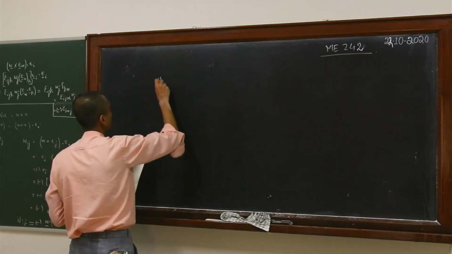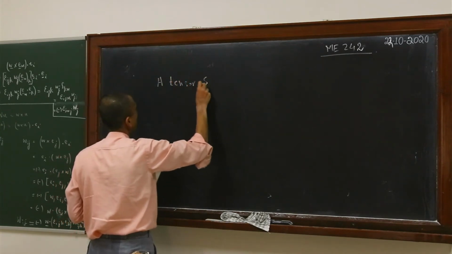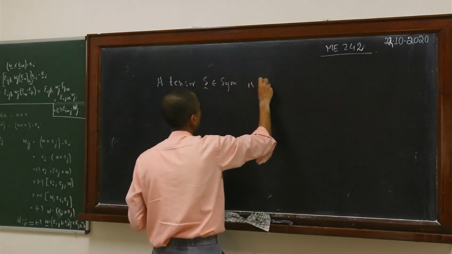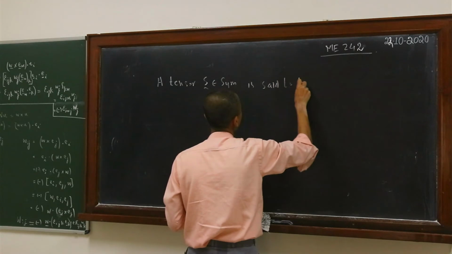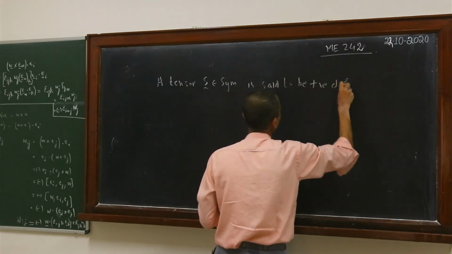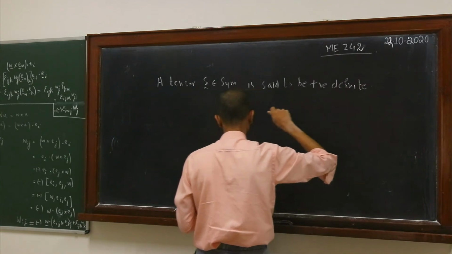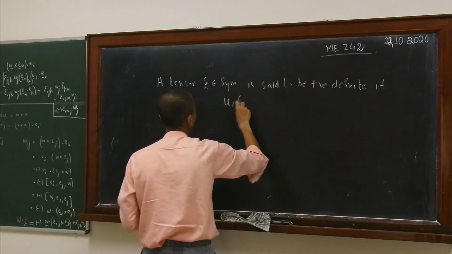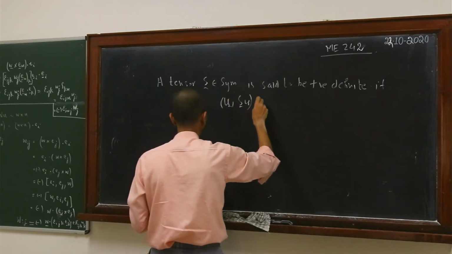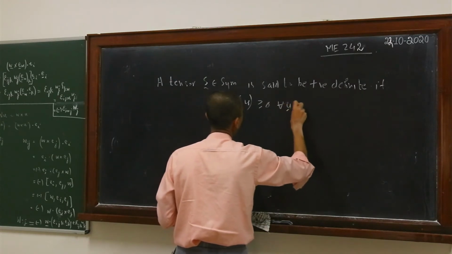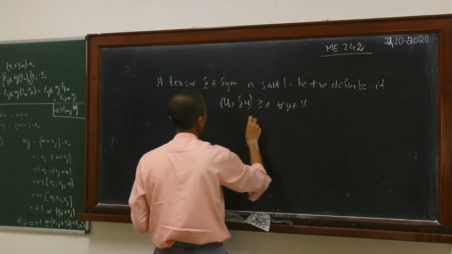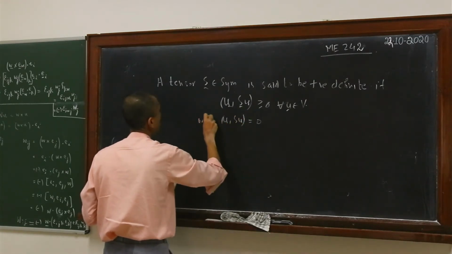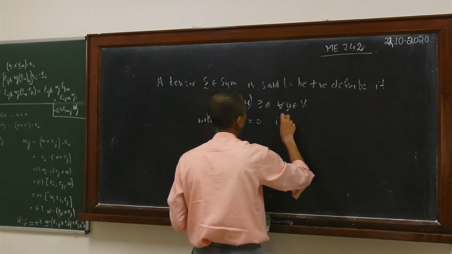A tensor S belonging to Sym, the set of symmetric tensors, is said to be positive definite if ⟨U, SU⟩ is greater than or equal to 0 for all U belonging to V, and ⟨U, SU⟩ is equal to 0 if and only if U is equal to 0.